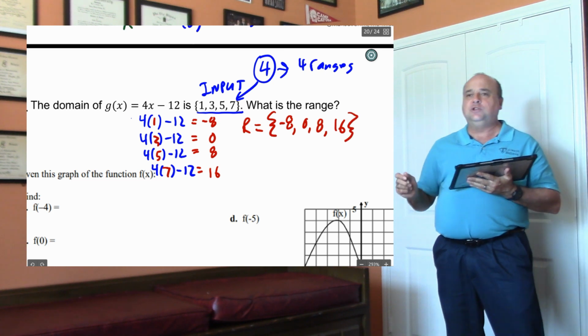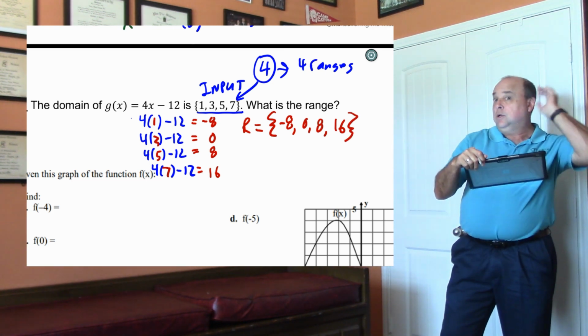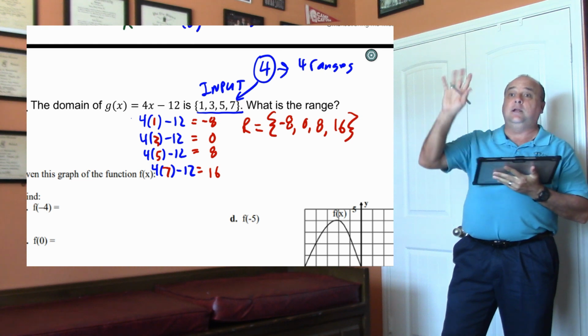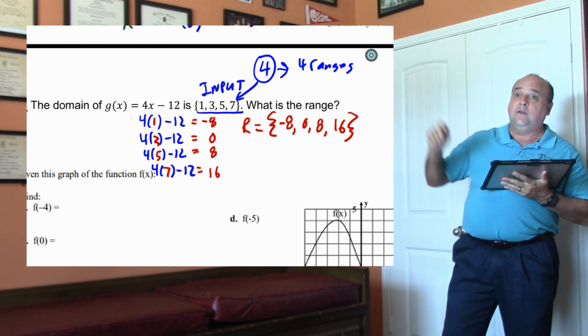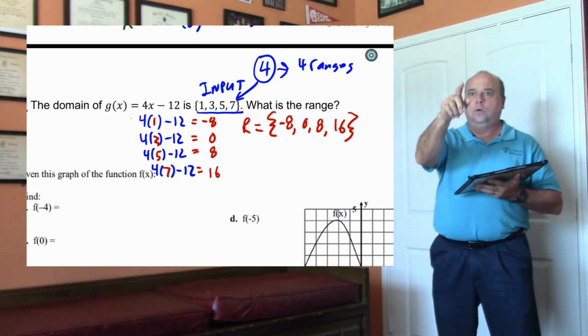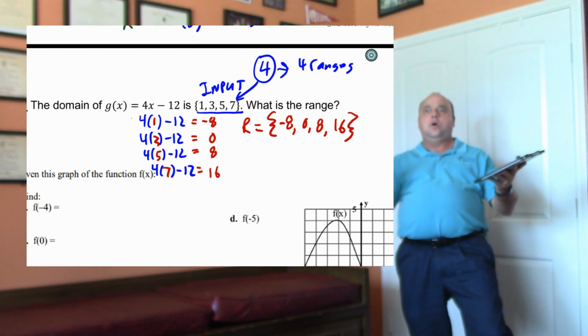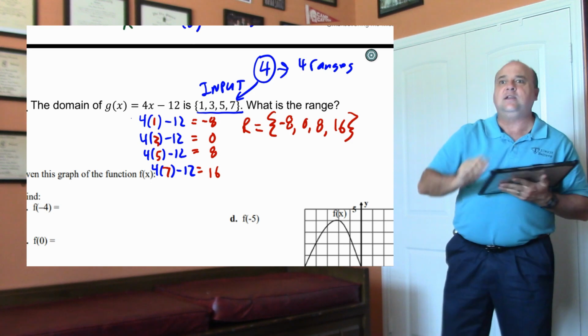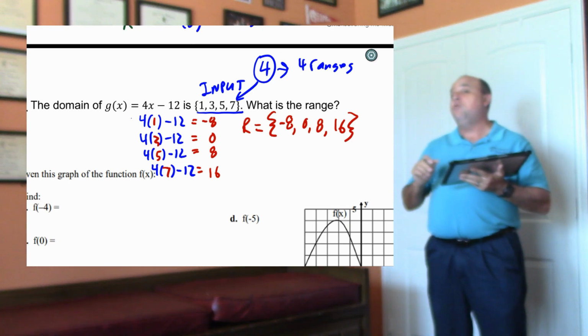This would be my range, wouldn't it? Okay, so if I have 4 domains, I'm going to end up with 4 ranges, unless one of them repeats, like they will after Christmas. Oh, they will repeat after Christmas. How does that work? You have to wait to find out. Ho, ho, ho.